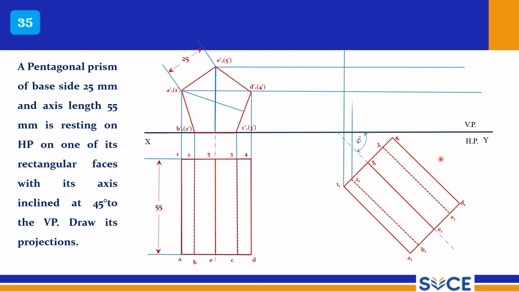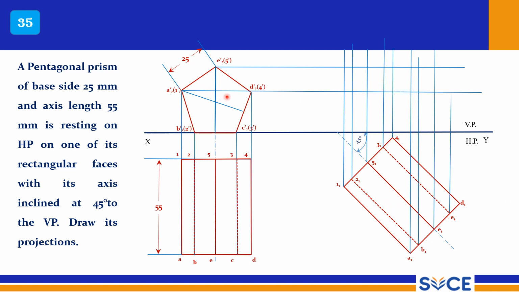The corresponding front view: from the front view, draw the projectors, and from the tilted top view, draw the projectors and get all the points. So this is your 1, this is 2, and this is 3, and this is 4, and you have 5. Similarly here this is A, and this is B, and this is C, and this is D, and this is E. And now connect all the outermost points with thick lines.